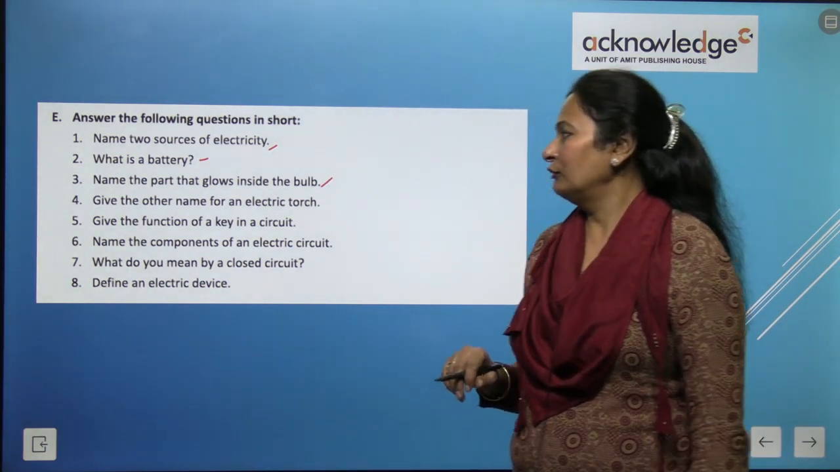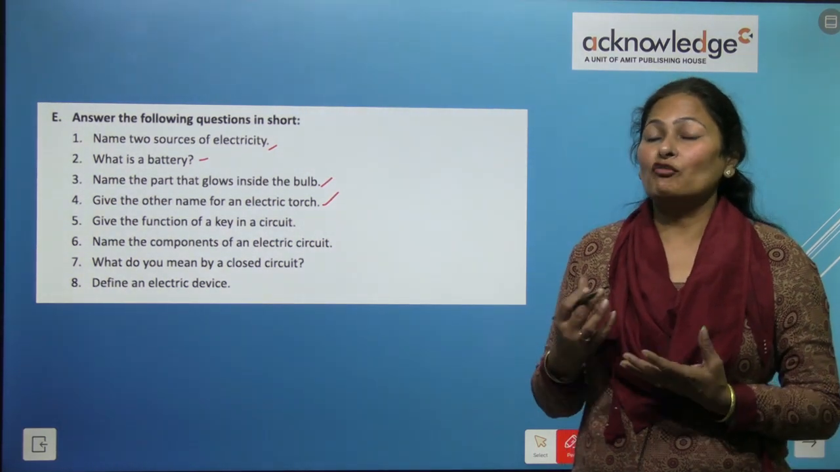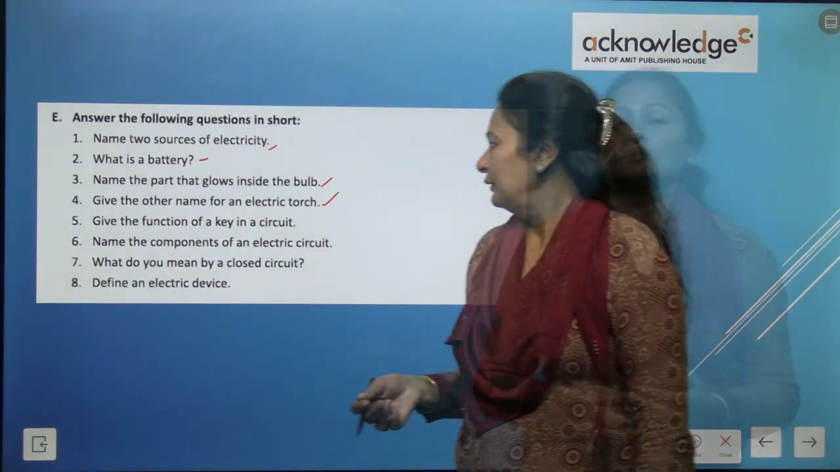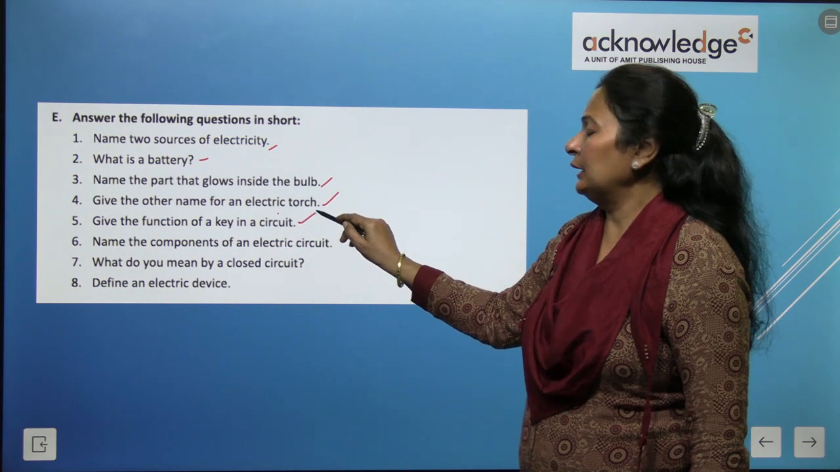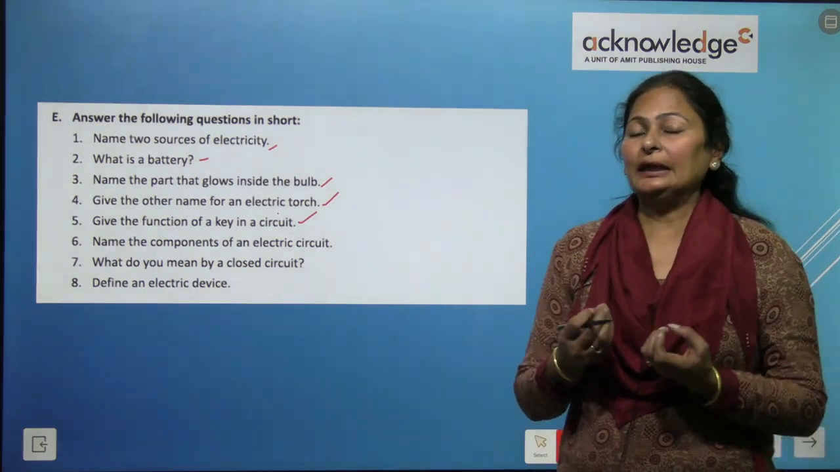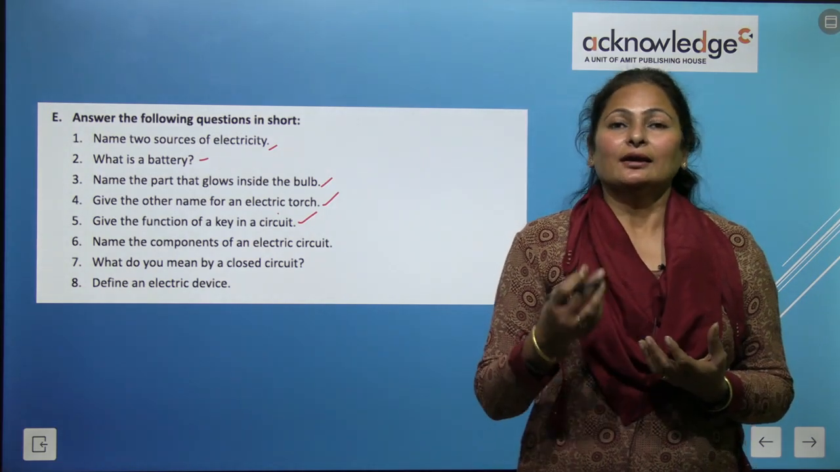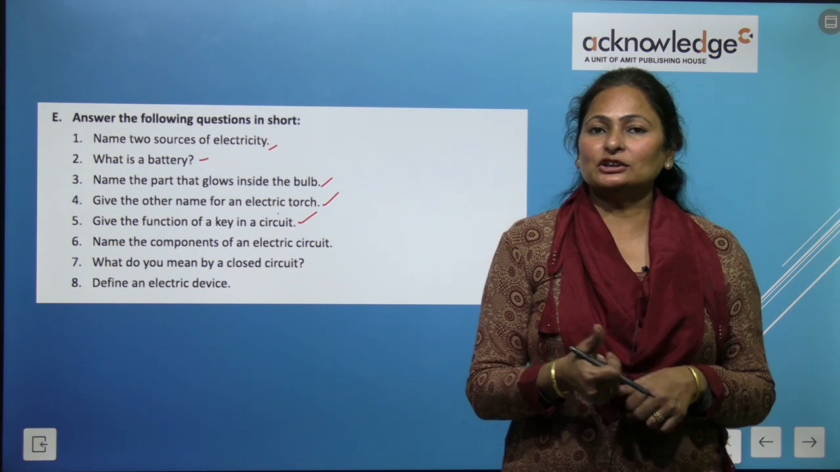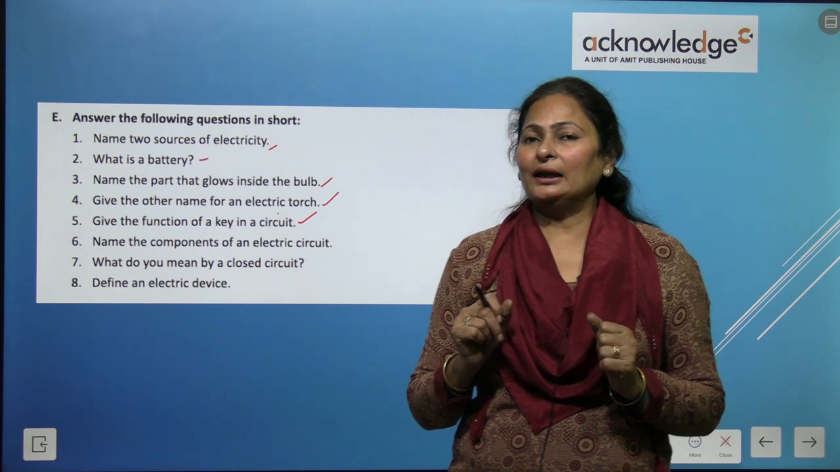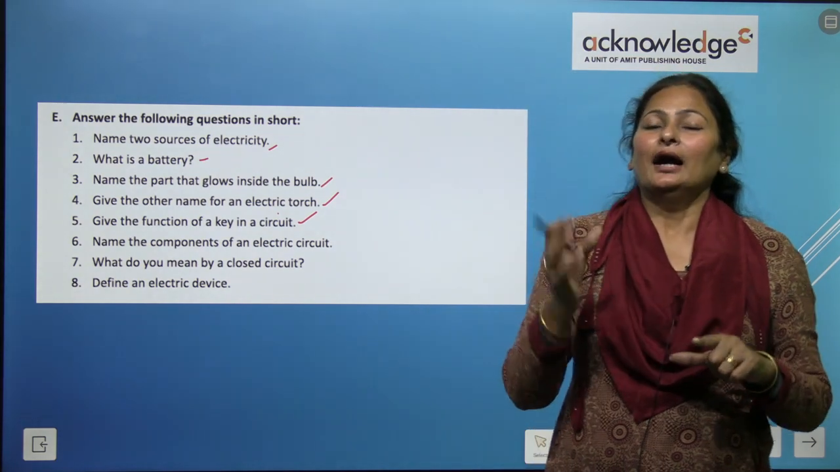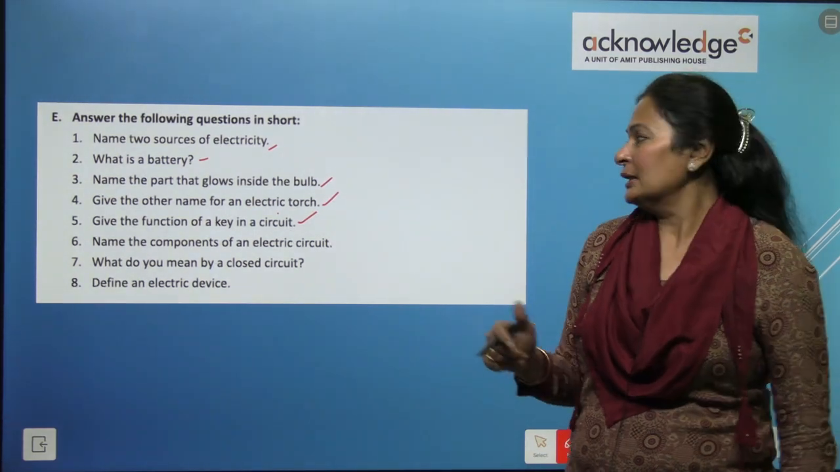Give the other name of the electric torch. It is flashlight, right? So question number 5: give a function of a key in a circuit. The key regulates the flow of current. When it is switched on, the circuit is closed and current is flowing inside the circuit, and when the key is off, it breaks the circuit.